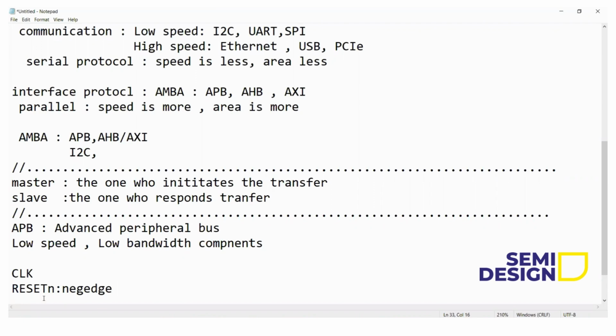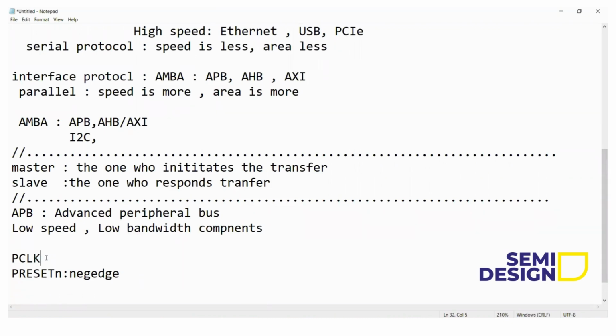As it is the APB protocol, I will be adding this P. P means APB protocol, H means AHB protocol. So PCLK means this is the main clock, and it will be generated by the master. And PRESETn means the negated reset signal.